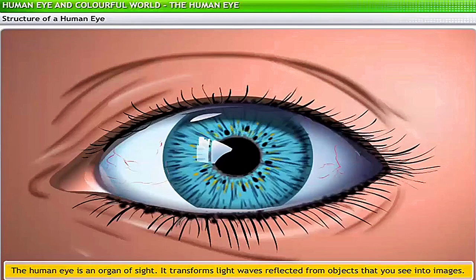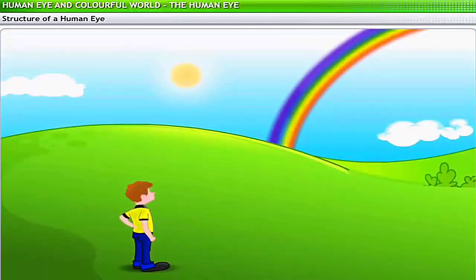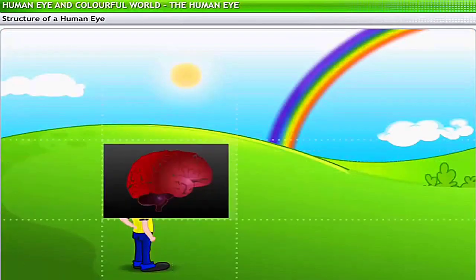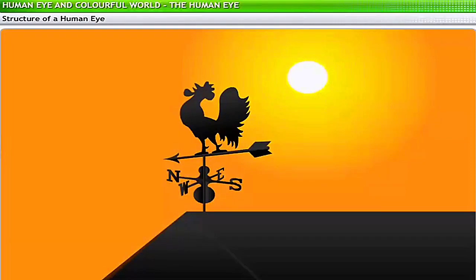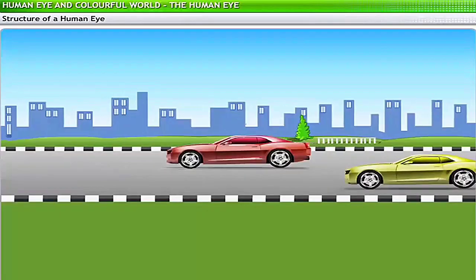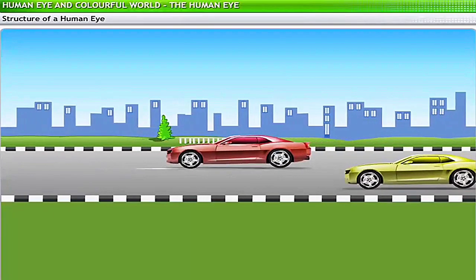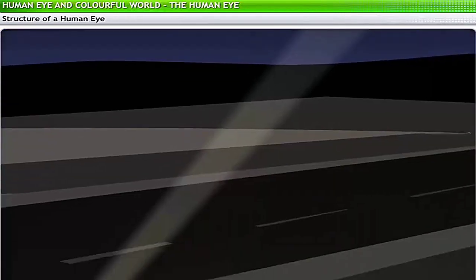Your eye transforms light waves reflected from objects that you see into images. The information about these images is then sent to your brain. Based on this information, your brain creates a picture of what you look at. This is how your eye enables you to see. Your eyes can also sense geographic directions, movement and color of objects, and light sources.